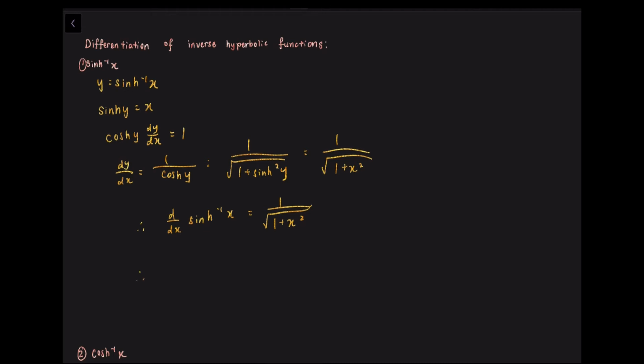And so if you want to integrate 1 over square root 1 plus x squared, we will obtain inverse sinh x plus c.